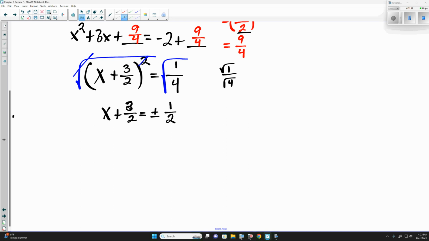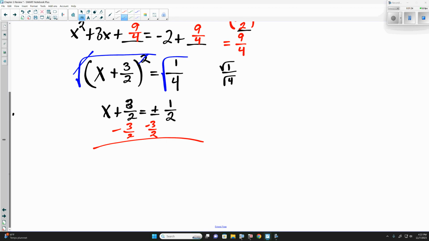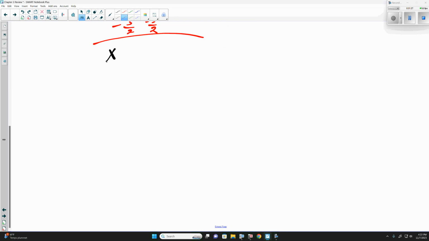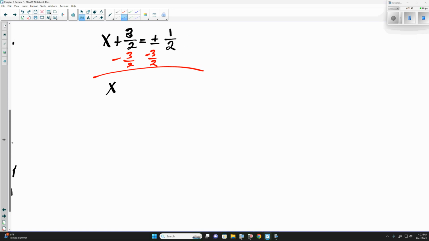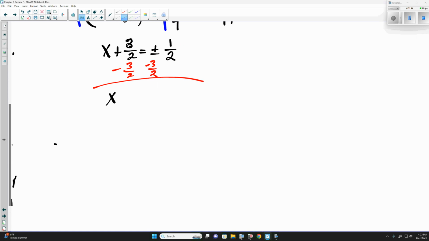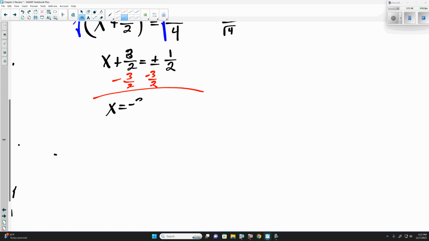And last but not least, we need to get x by itself, so we would subtract 3 halves from both sides. And this tells us that x is equal to negative 3 halves plus or minus 1/2.